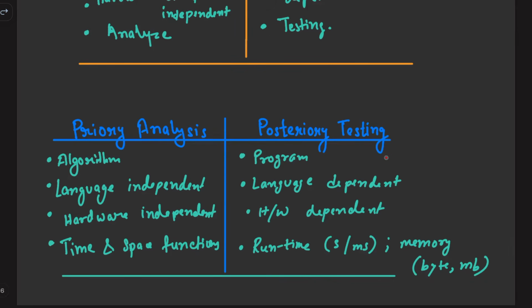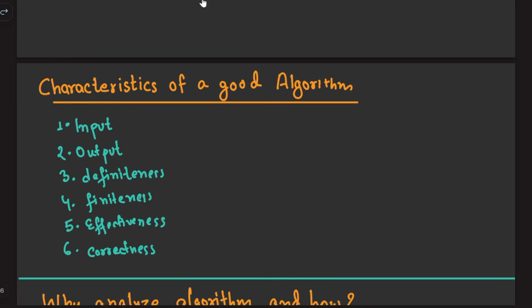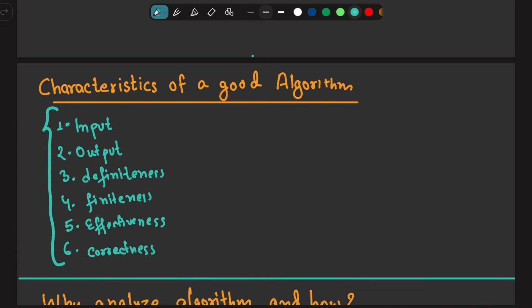So the next topic is characteristics of a good algorithm. What do you mean by a good algorithm, and how do we characterize an algorithm as good or bad? These are the following factors which determine if the algorithm is good or bad. The first factor is input. An algorithm is known as a good algorithm when it has 0 or more inputs. Similarly, an algorithm is known as a good algorithm when it has 1 or more outputs, because an algorithm or a program should always give us some output.